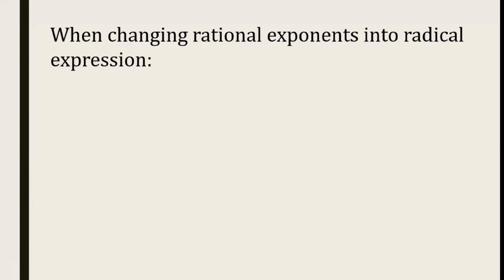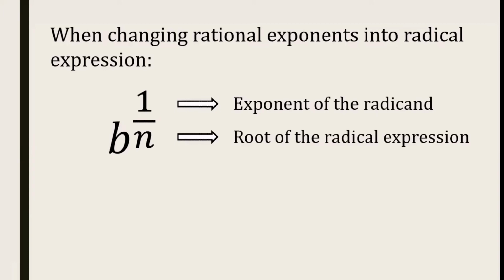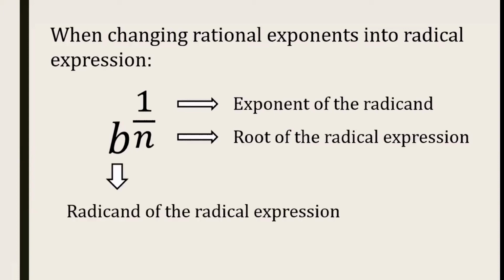When changing rational exponents into a radical expression, we have to remember this. In b raised to 1 over n, 1, the numerator of the rational exponent, will be the exponent of the radicand, and n, the denominator of the rational exponent, will be the root of the radical expression. b here is the radicand of the radical expression. Let's try. Write each exponential expression using a radical notation.